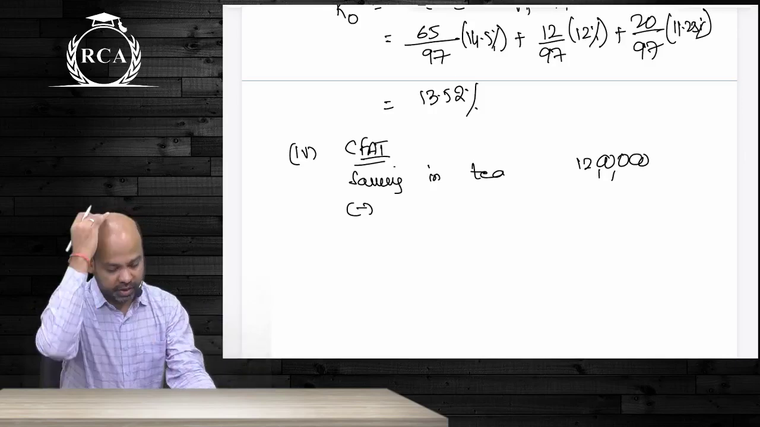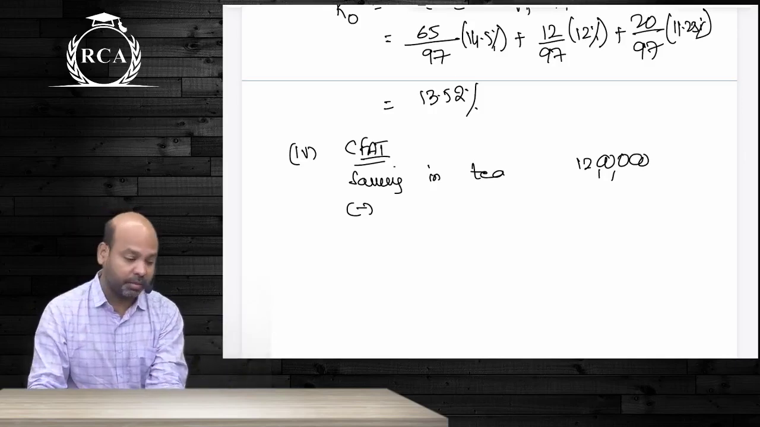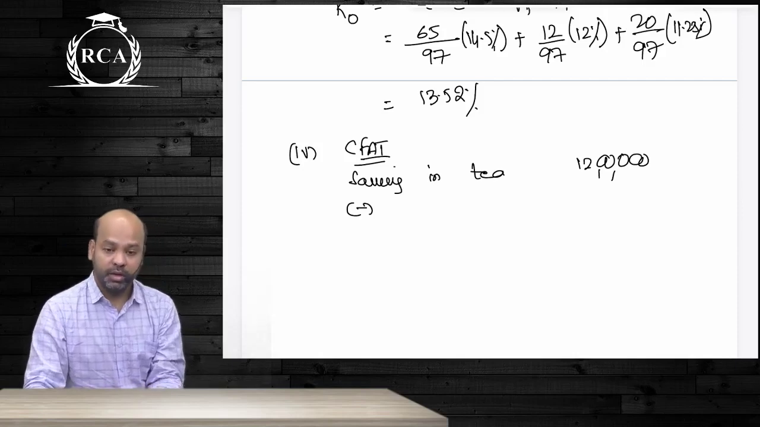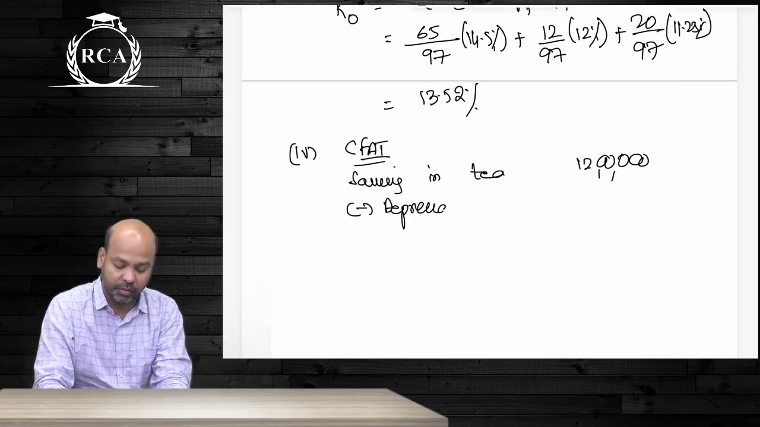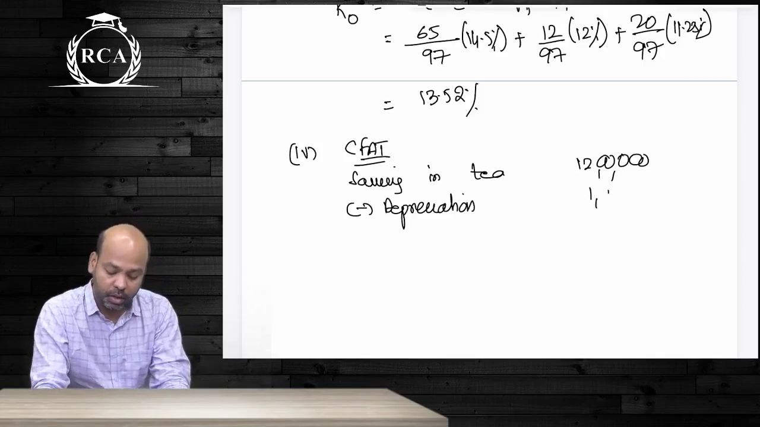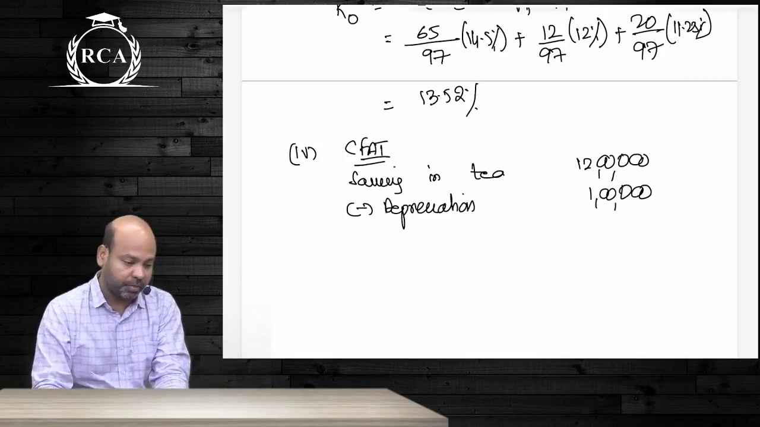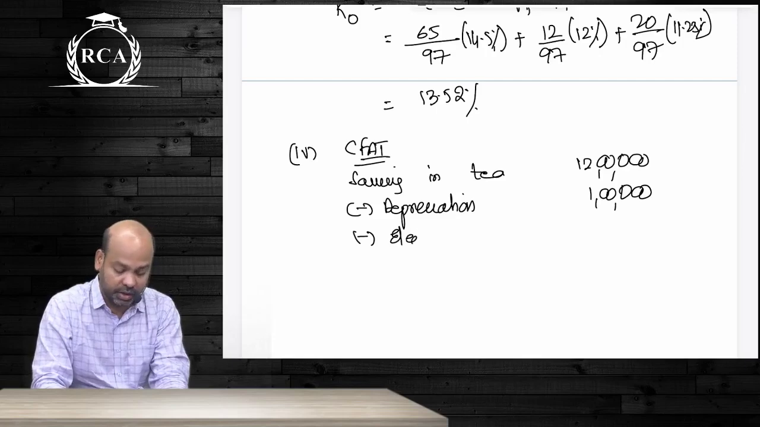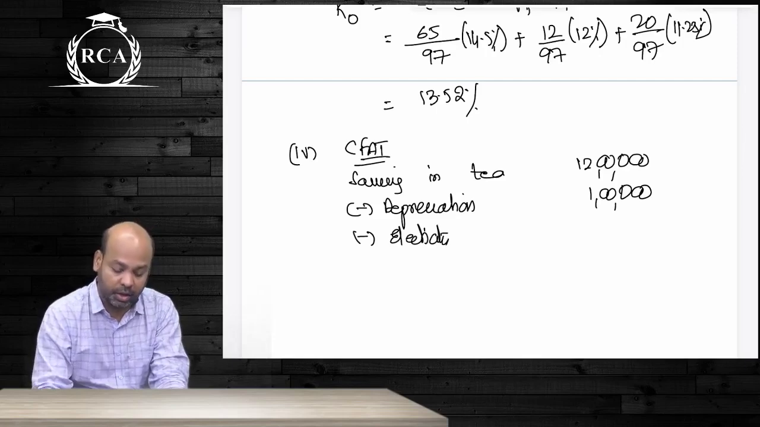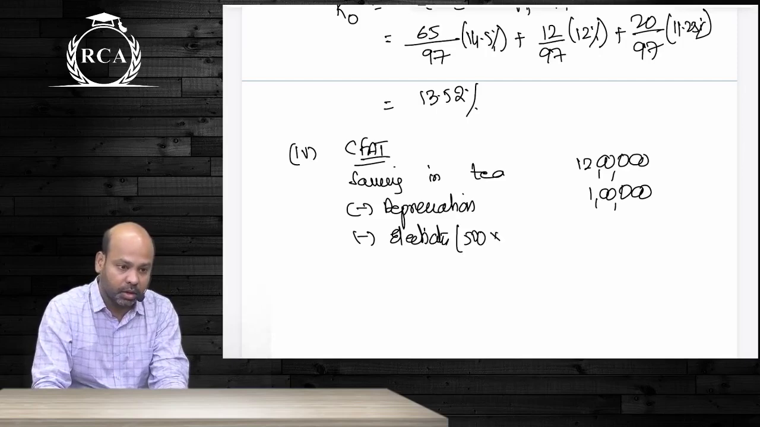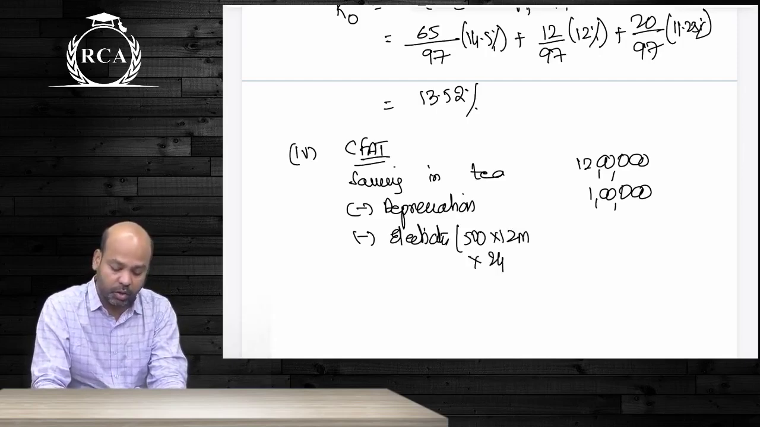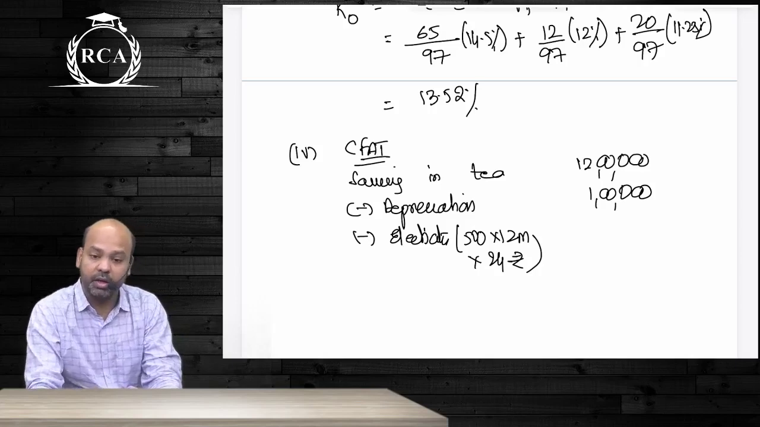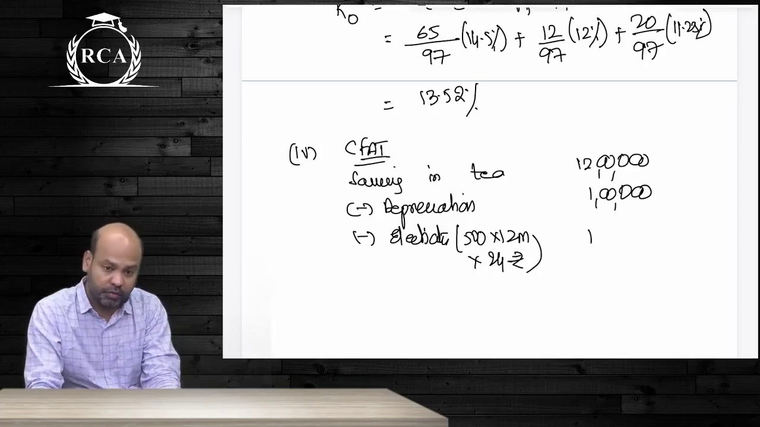So savings in T is 12 lakh rupees, and then minus expenses. Start, Ayush, एक एक बोलते जा. Depreciation कितना है बेटा equipment का? Depreciation of the equipment is 1 lakh. Electricity consumption is 500 units multiplied by 12 rupees, 12 months into 24 rupees. How much is that? 1 lakh 44,000.